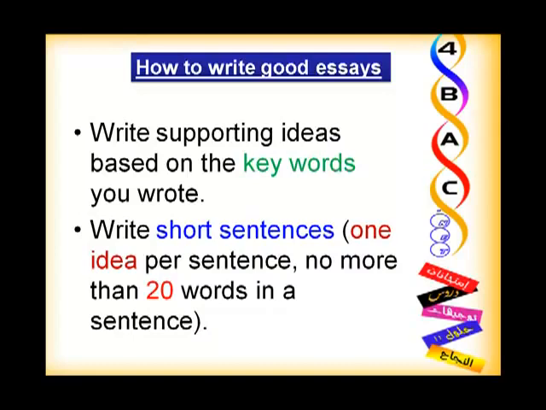Write short sentences, one idea per sentence, no more than 20 words in a sentence. The longer your essay, the longer your sentences are, the more mistakes that you make. Therefore, you should not write long sentences. Your sentences should be 20 words or less, and your ideas should be one idea per sentence. It should not be two or three ideas, in order not to have some ambiguity.